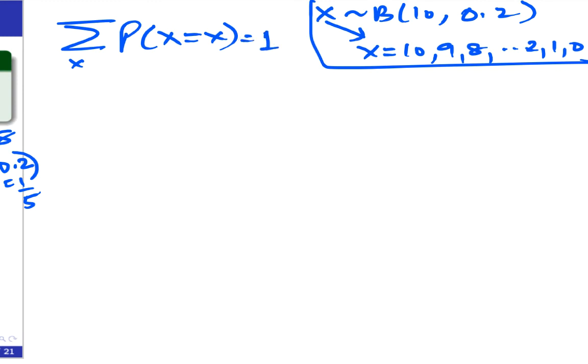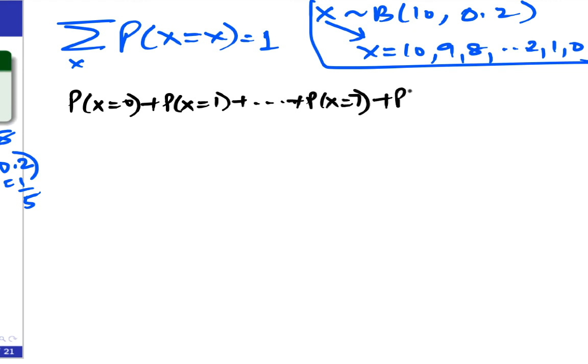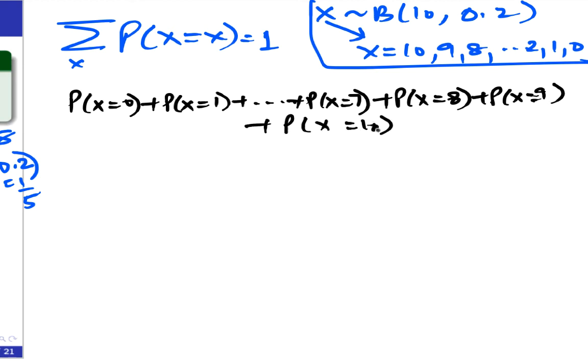Okay? So, which just means the probability x is 0 plus x is 1. And I'm not going to write the rest, but you get it. Probability x is 7, and then x is 8, 9, and x is 10 is 1.